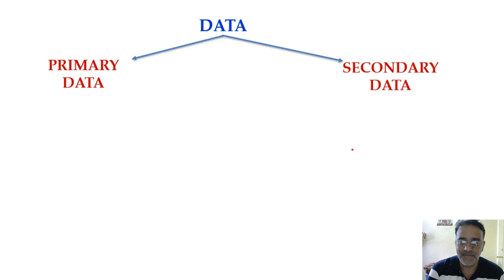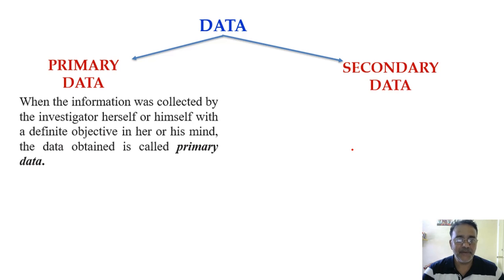See, that also depends on whether you are going to collect the data by yourself or you went to every class teacher and asked the number of benches in their classes. So that will be a secondary data. So are you able to identify the difference between these two data? Yes, sir. Okay, fine. So primary data, when the information was collected by the investigator himself or herself with a definite objective in her or his mind, the data obtained is called primary data.